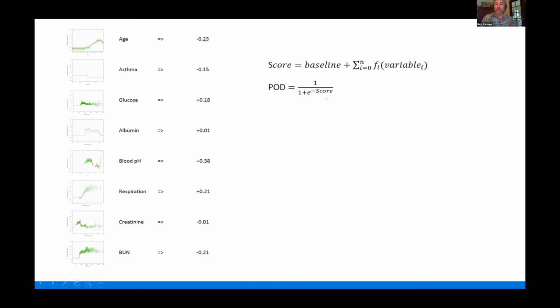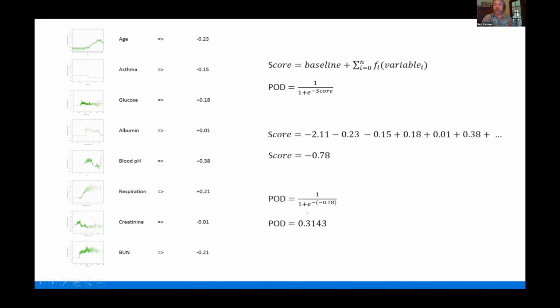Now, we take the sum of all these predictions. That gives us a score. Maybe for this patient, the score is minus 0.78. And then that would turn out to be a probability of death, which in this case is very high, probability of death of about 30%. You'd really like to be a -2 or a -3.